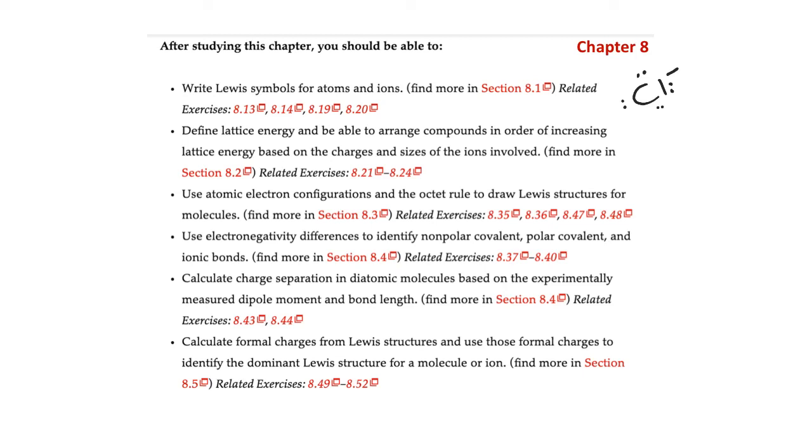Define lattice energy and be able to arrange compounds in order of increasing lattice energy based on charges and sizes of the ions involved. So the closer we can make a plus and a minus, the better. So smaller ions have higher lattice energies. As well, more highly charged ions, a 2 plus and a 2 minus, will have a higher lattice energy as well. So we want smaller ions and more highly charged ions to have greater lattice energies.